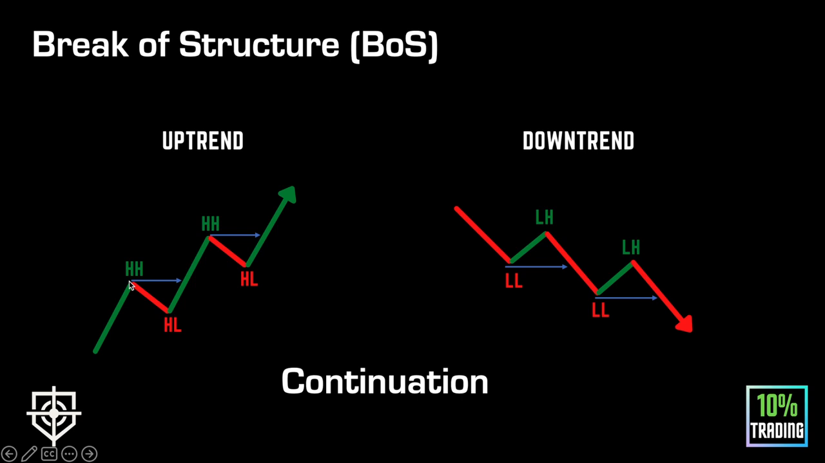And then again, we have another break of structure up here. And on the downtrend side, when we make a new low, that's considered a break of structure. So up here, we retraced, then we broke that low to make a new low. This is a break of structure. Then again, we retraced, and we broke that previous low to make a new low, which is again a break of structure. But let's see some live examples of this.